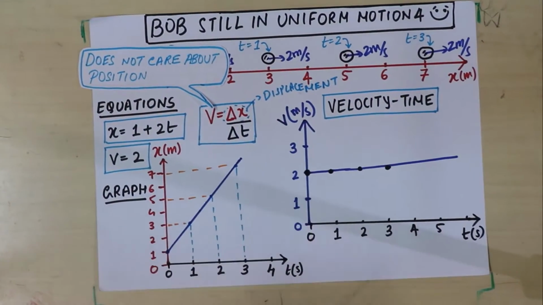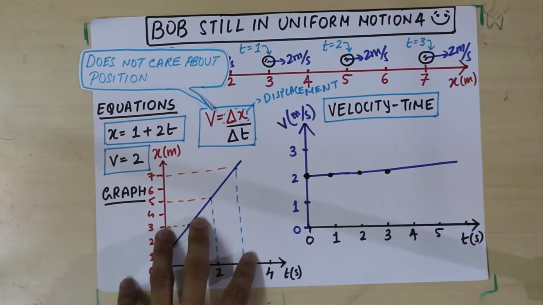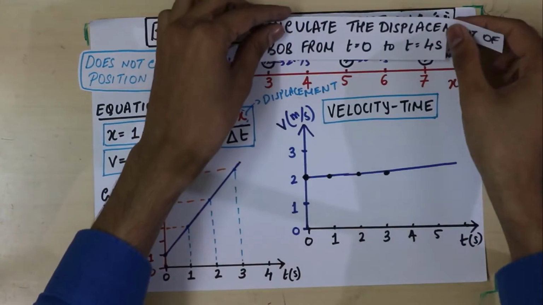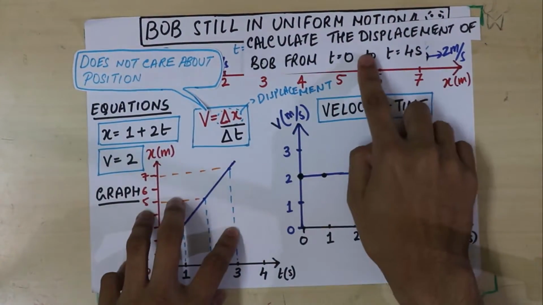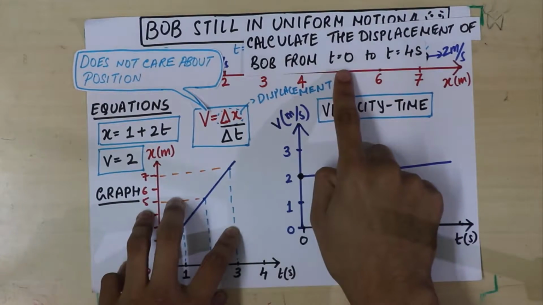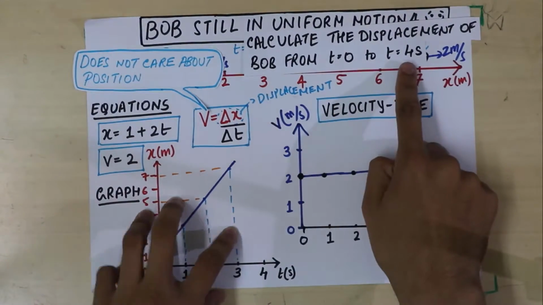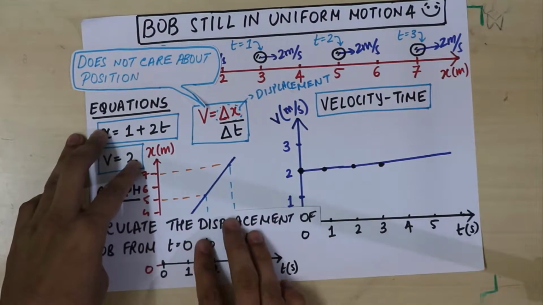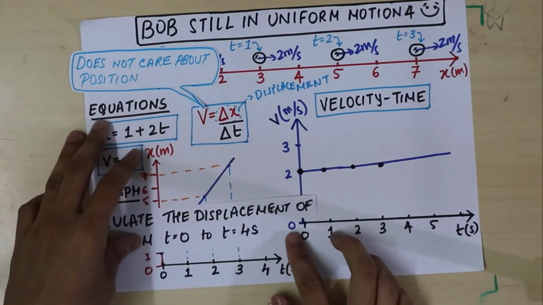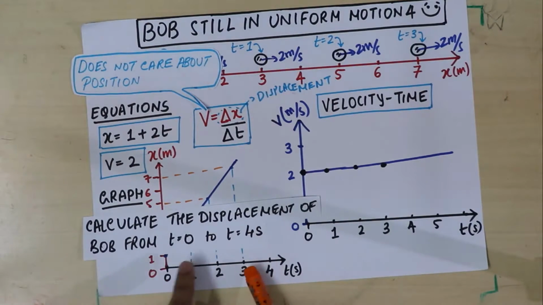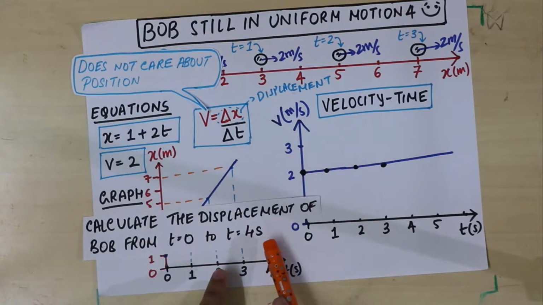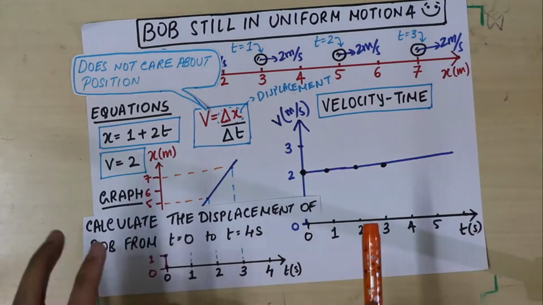Okay, so let's work out a very simple problem to figure this out. Here is a question. Calculate the displacement of Bob from t equal to 0 to t equal to 4 seconds. Maybe I should place that somewhere here, because we don't need the xt graph now. So we want to calculate what the displacement of Bob is from t equal to 0 to t equal to 4 seconds. Think about this for a while. How do we do this?